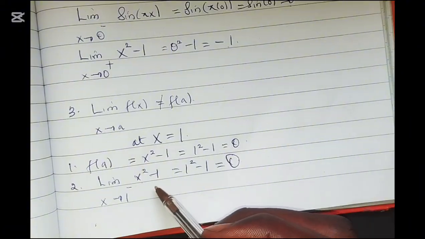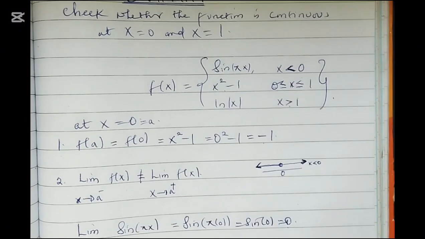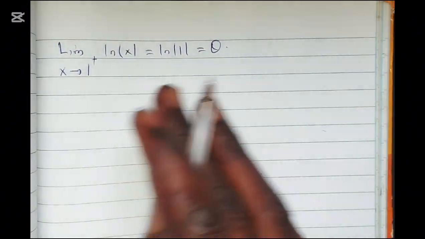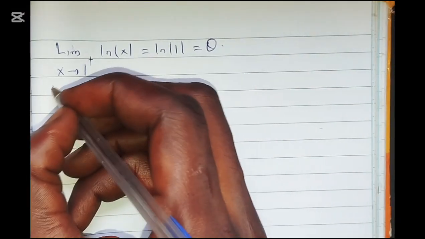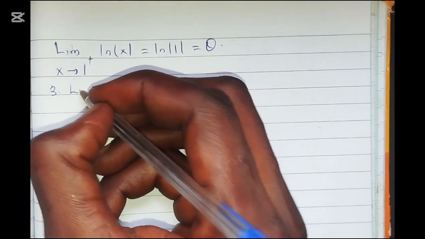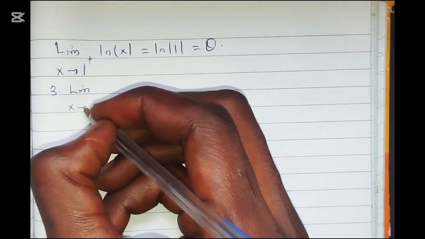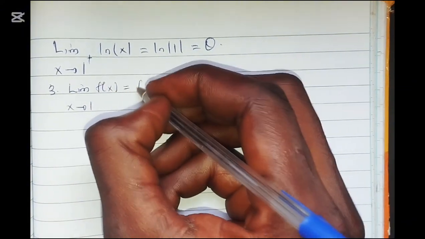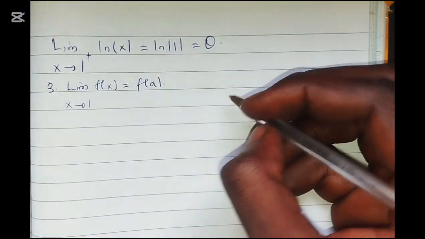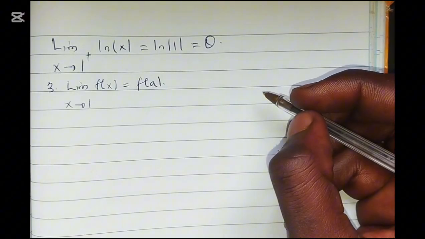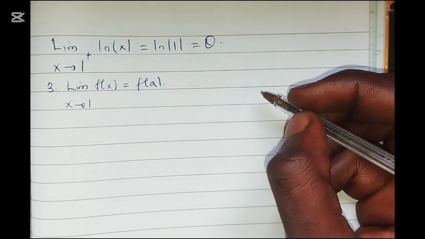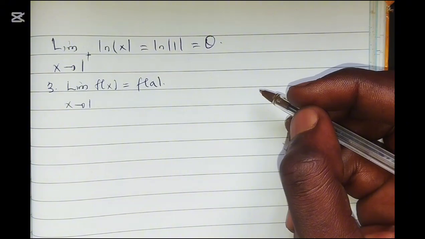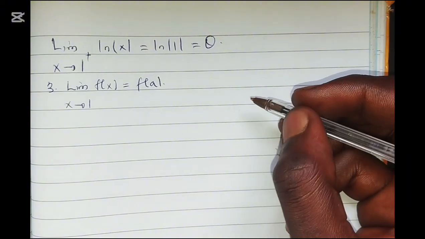So we can see that f of a is defined. It's 0. The limit from the left is 0, and also the limit from the right is 0, which implies the third condition, that the limit as x approaches 1 from both sides of f of x is equal to f of a, which means this function is continuous at x equals 1 but discontinuous at x equals 0.